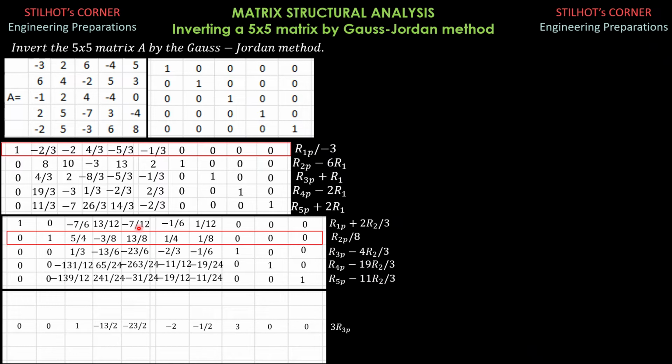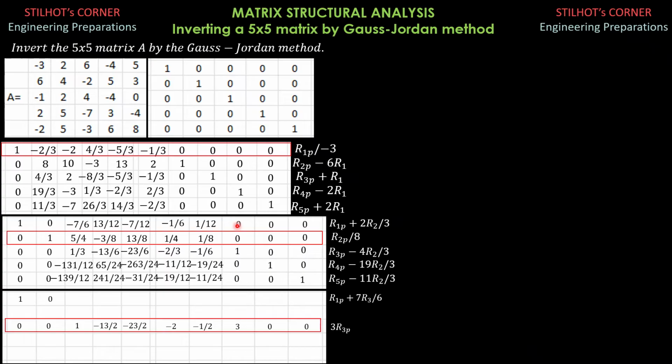Negative 7 over 12 plus 7 over 6 of negative 23 over 2 is negative 14. Negative 1/6 plus 7 over 6 of negative 2, that's negative 5/2. 1/12 plus 7 over 6 of negative 1/2 is negative 1/2.